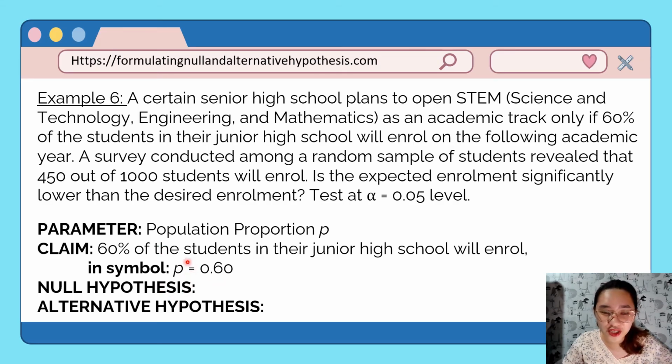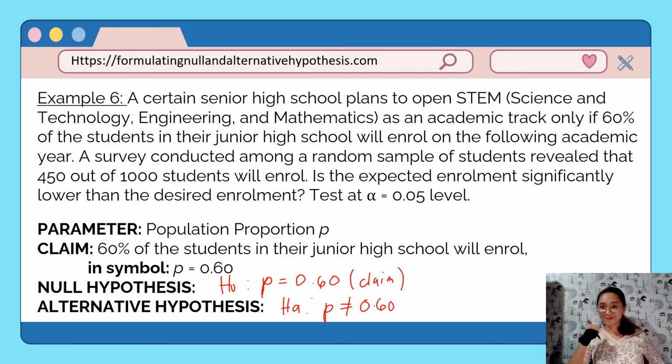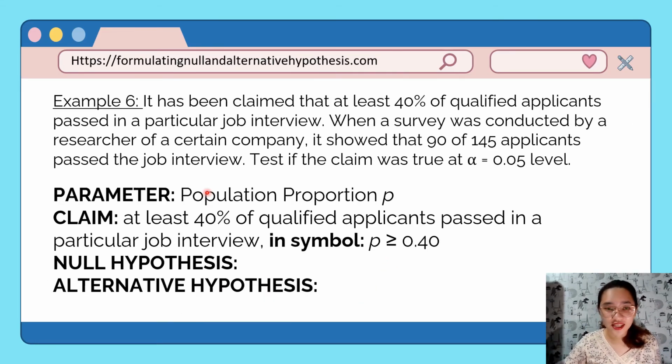Kung mapapansin niyo, yung symbol na naman po natin is equal. So, ibig sabihin, yung claim po natin ay magpo-fall sa ating null hypothesis. Ayan. So, H0 is p equal to 0.60. And to formulate our alternative hypothesis, kunin lang po natin yung complement ng ating null hypothesis. And that is p not equal to 0.60. Again, ito po yung ating claim. Okay. I think ito na yung last na example.